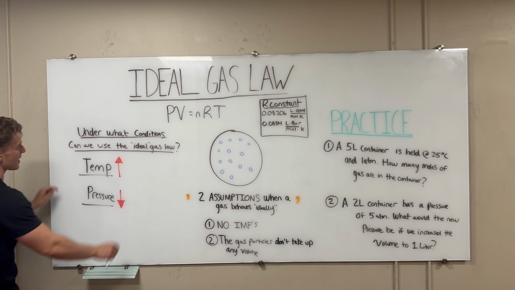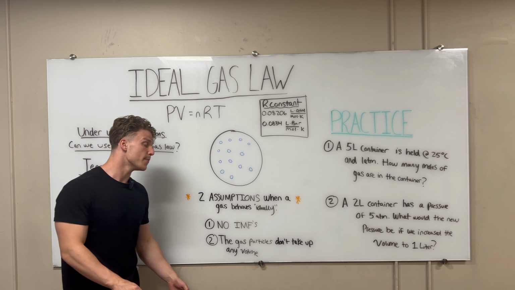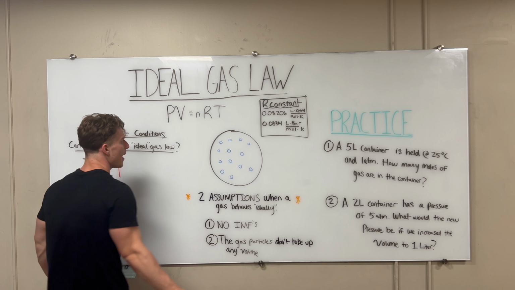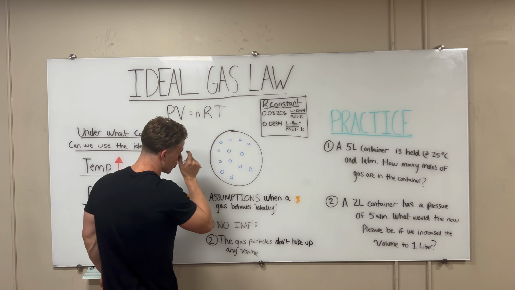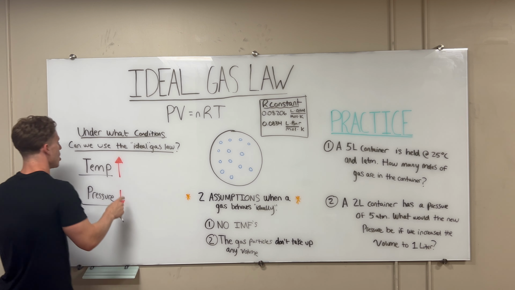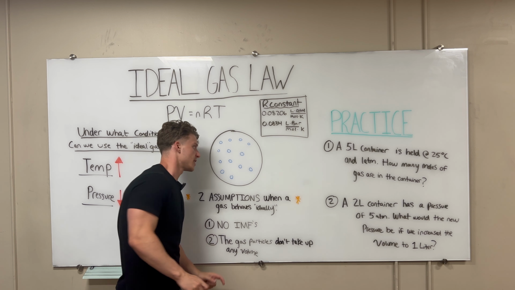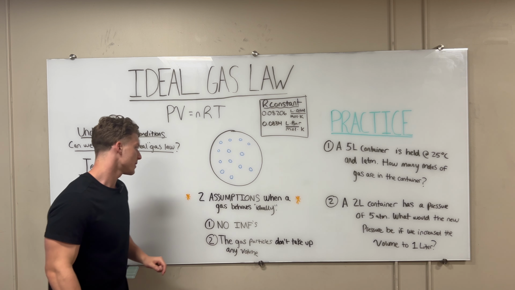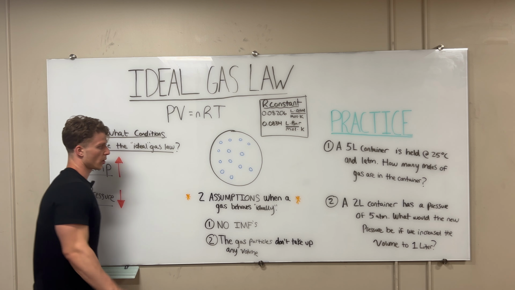So let's say we meet the conditions and we can use the ideal gas law. What does it mean to say that a gas behaves ideally? So if we imagine this balloon or whatever it may be filled up with gas particles, and we say this is under high temps and low pressures, and yes, this gas is behaving ideally. We need to make two assumptions if we're going to say that a gas is behaving ideally, okay? So there's two assumptions we're going to make.